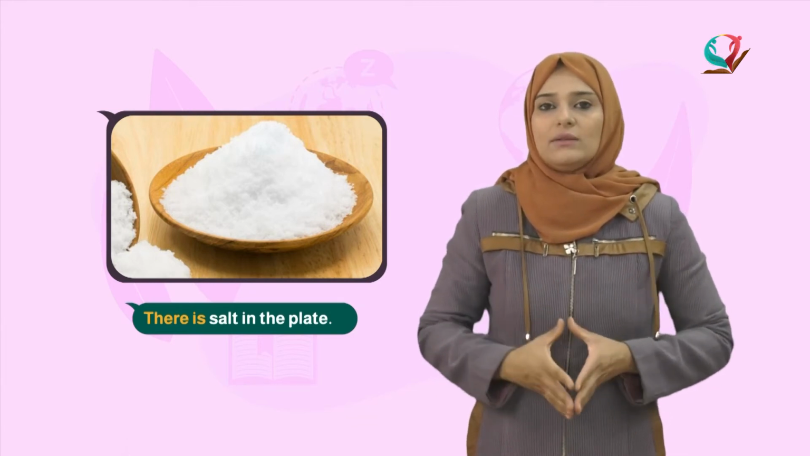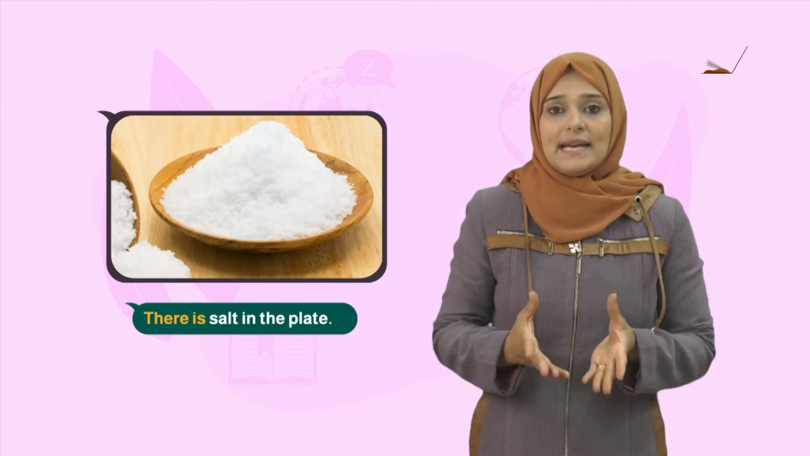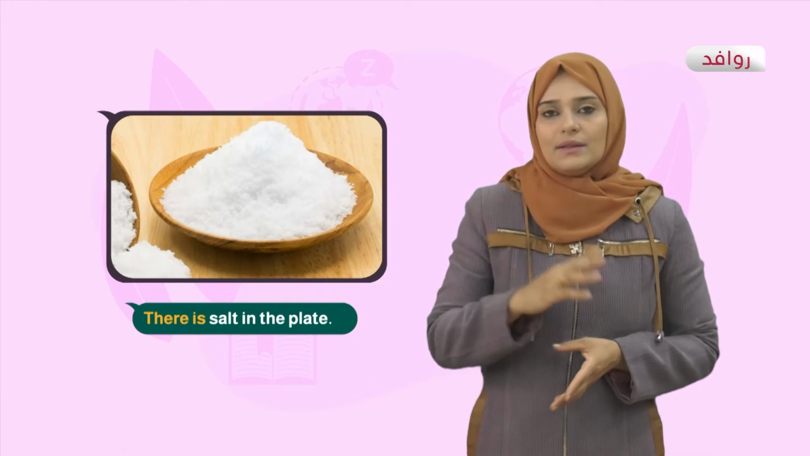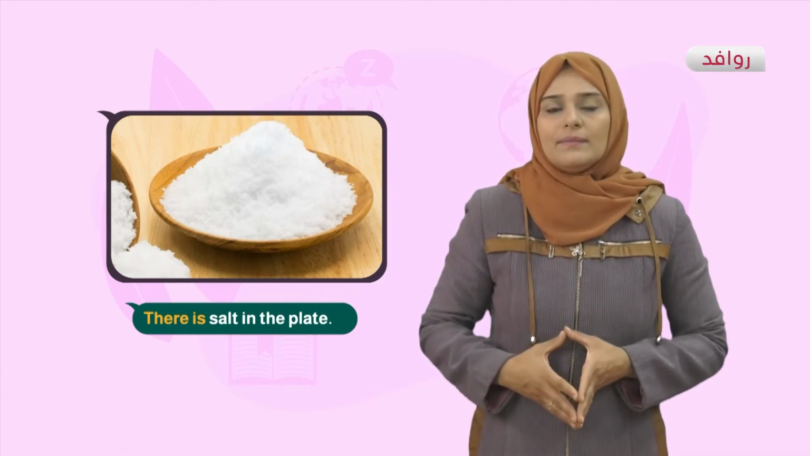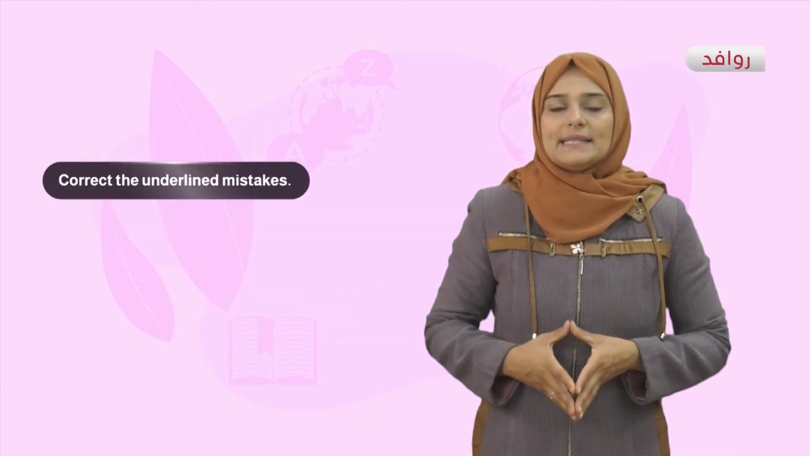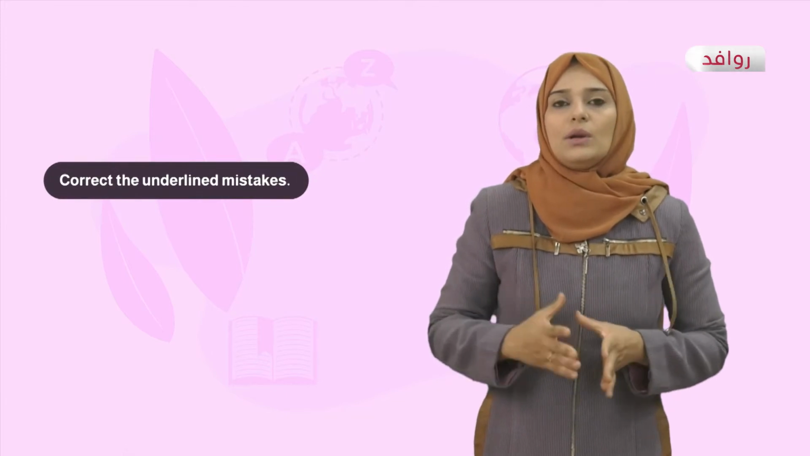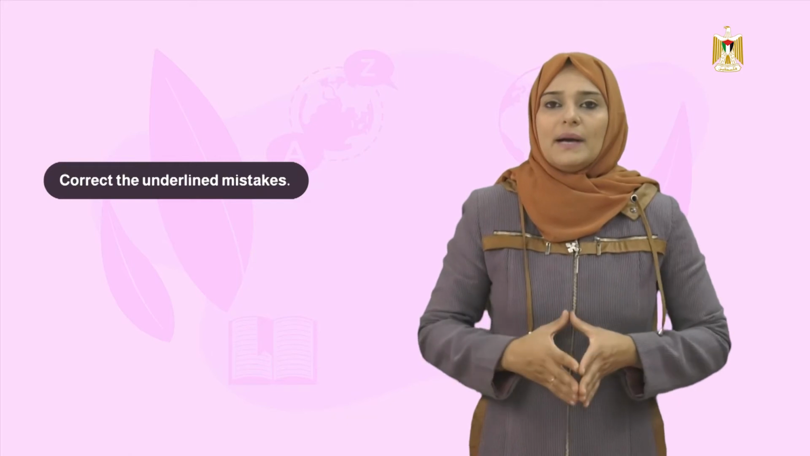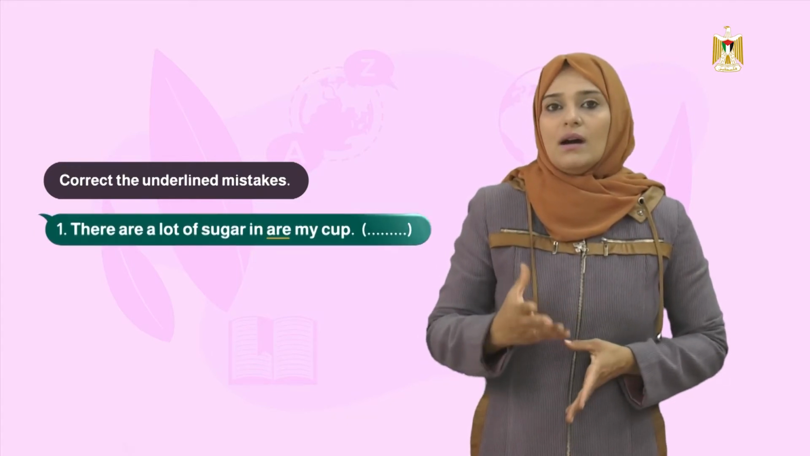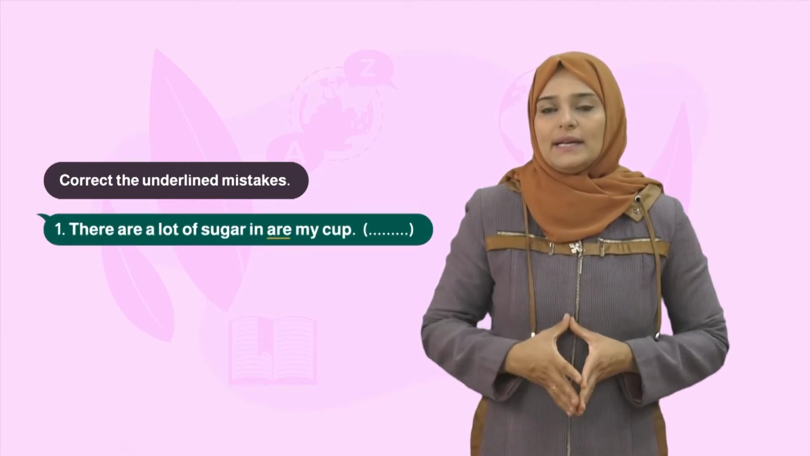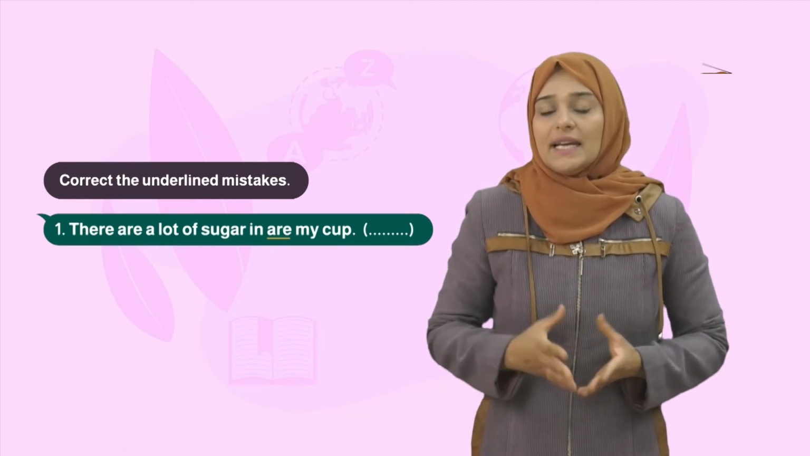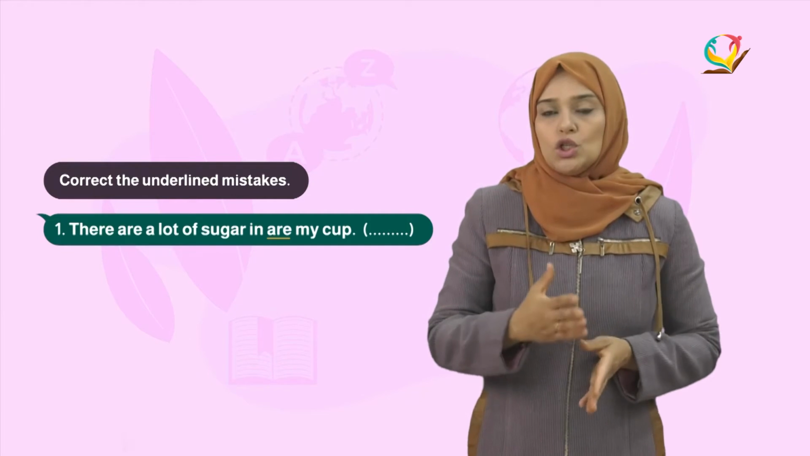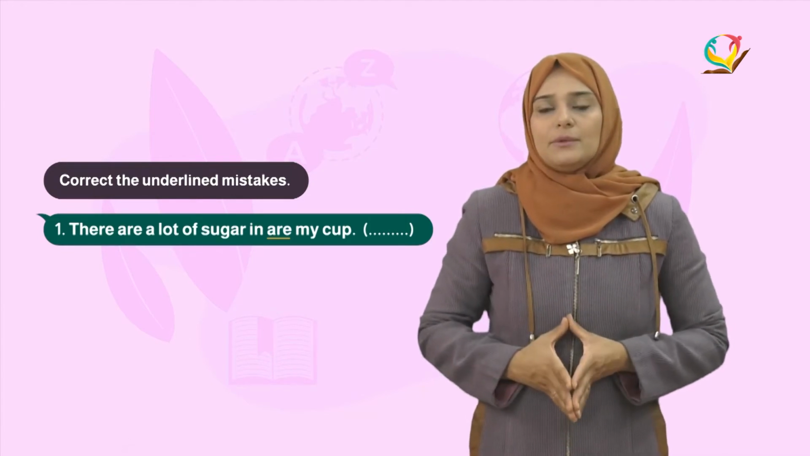We can't count it. We say there is salt, not there are. Now let's practice. Correct the underlined mistakes. صحح الخطأ. Number 1. There are a lot of sugar in my cup. Can you correct are? Remember, sugar is uncountable.